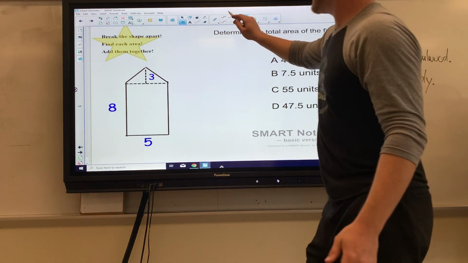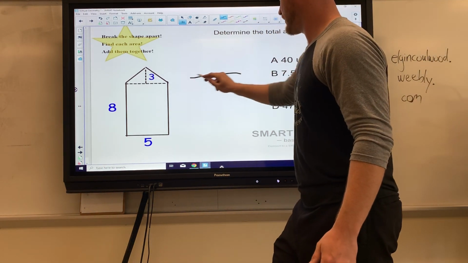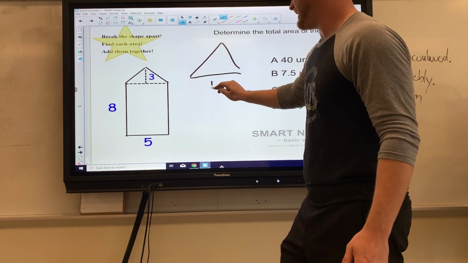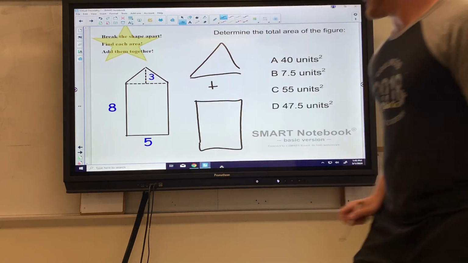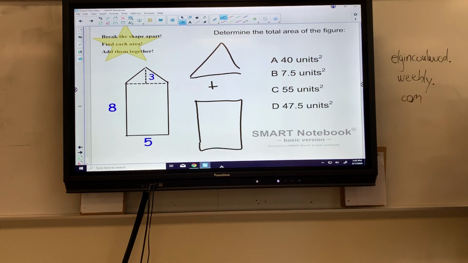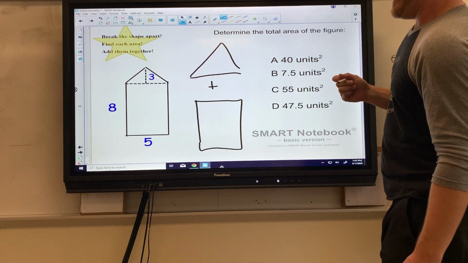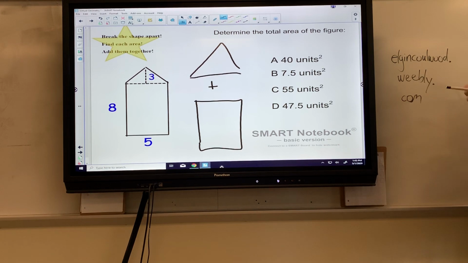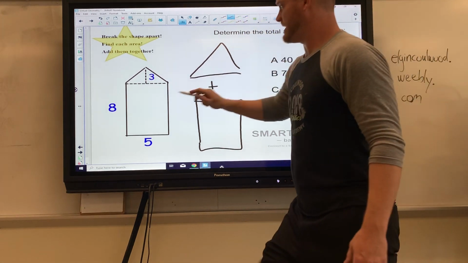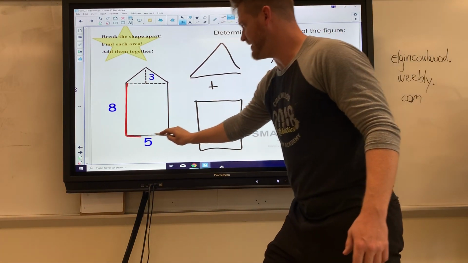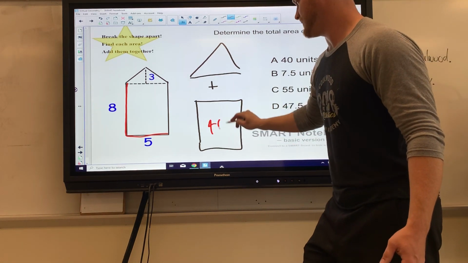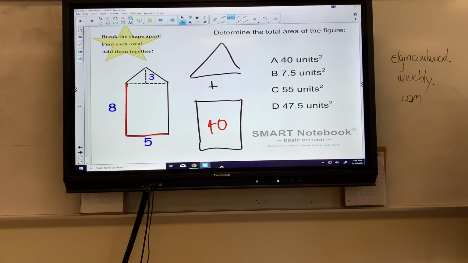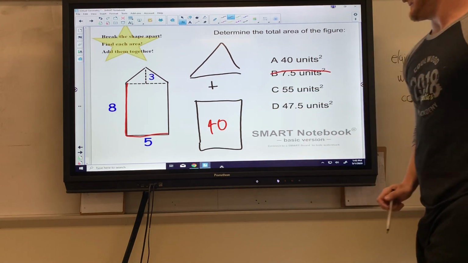All right, first what I'm doing when I'm solving these problems, I'm gonna break it up. I see a triangle and a rectangle that I'm gonna be adding the areas of at the very end. Now I like to start with the rectangle, that's probably the easiest. Length times width, it is 8 by 5 across, and 8 times 5 is 40. So I know my answer is at least 40, which means B is a terrible answer choice.